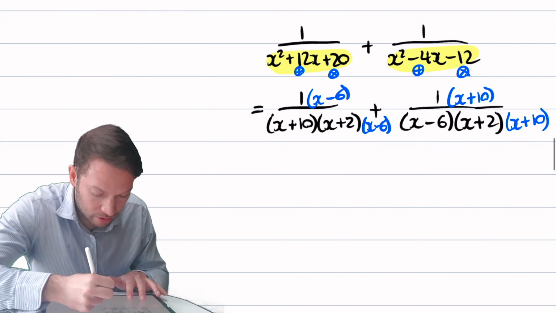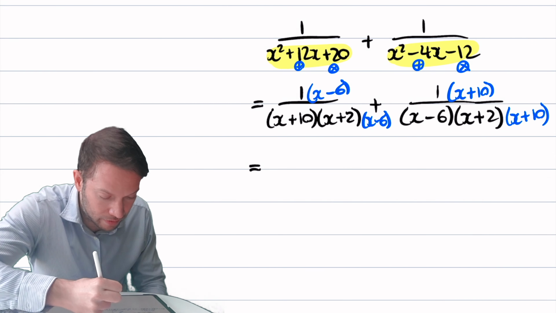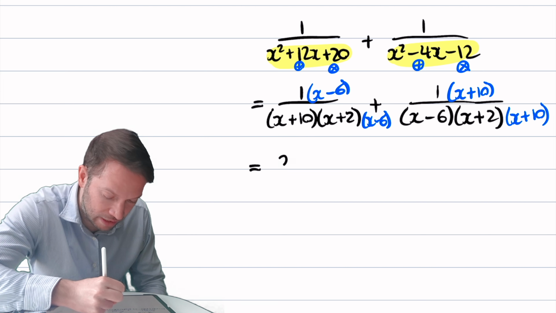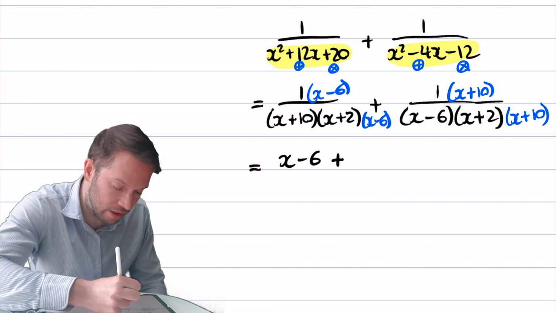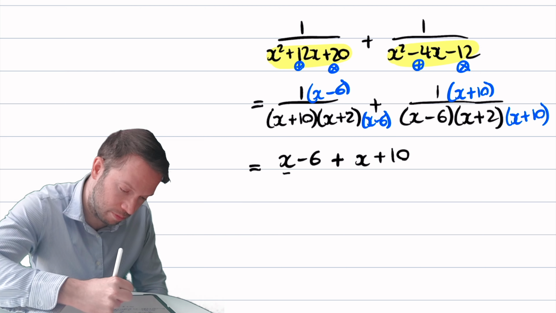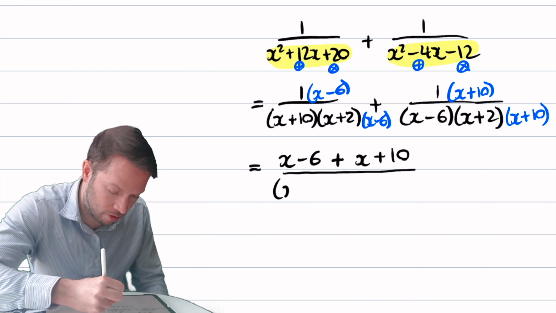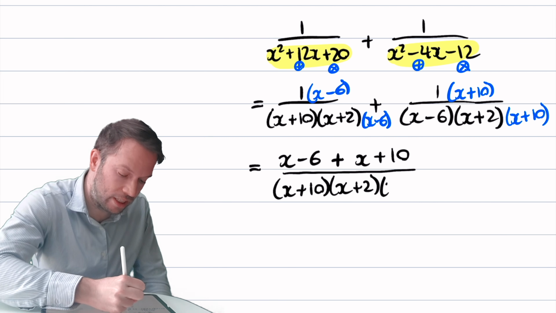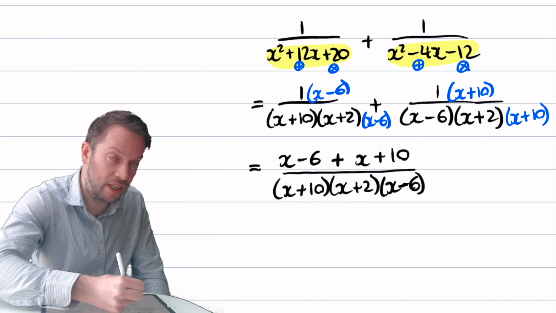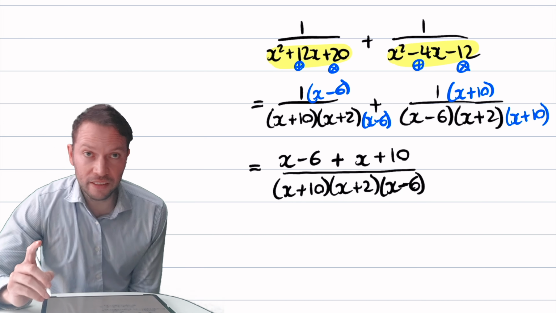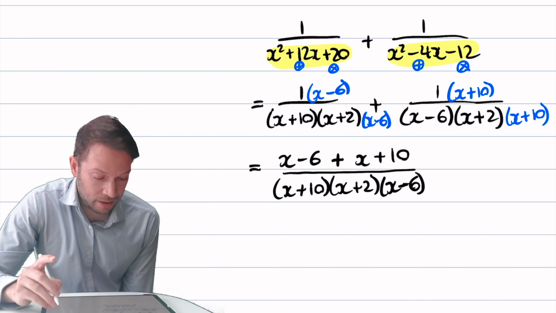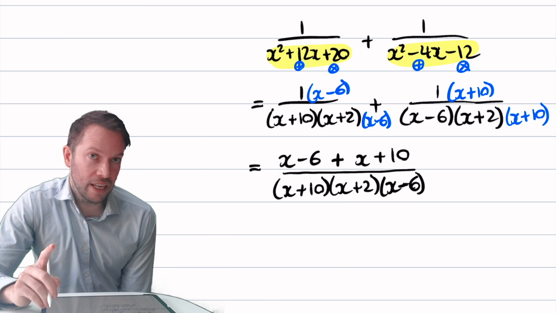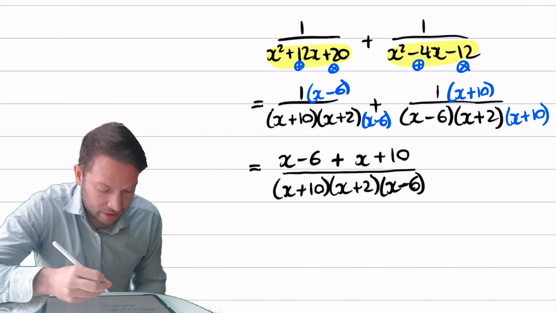Right, so we can now add the numerators because we've got an addition of fractions here. So we've got 1 times x minus 6 plus 1 times x plus 10. So that's your numerator. And then we've got this denominator here. Now, in general, once you get to this stage, once you combine to a single fraction, you should always expand and simplify the numerator if there's an expansion to be done, but you should not expand the denominator, and we'll see why in a second.